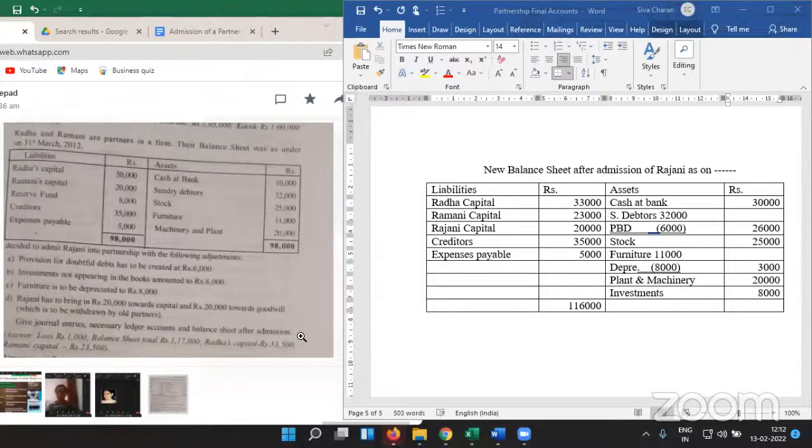Rajini's capital 23,500, a loss of 1,000. Balance sheet 1,17,000. Radha's capital 33,500. Okay, I think he took it on the basis of capital contribution. The share of the partners, he took it on the basis of capital contribution, 30,000 to 20,000. But actually, children, when the profit sharing ratio is not given, profits have to be distributed equally among the partners.